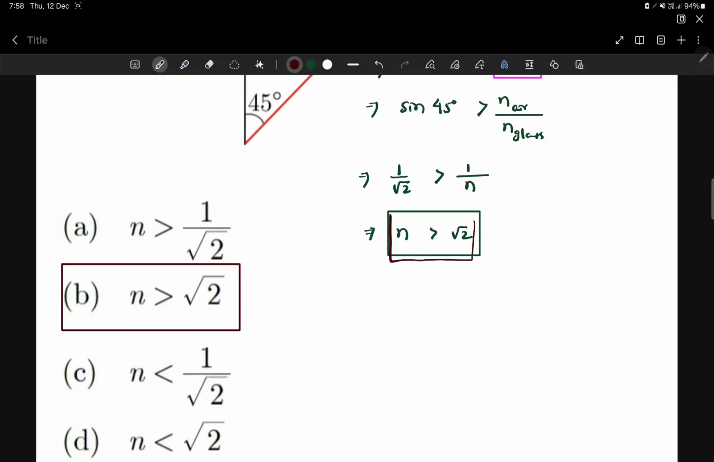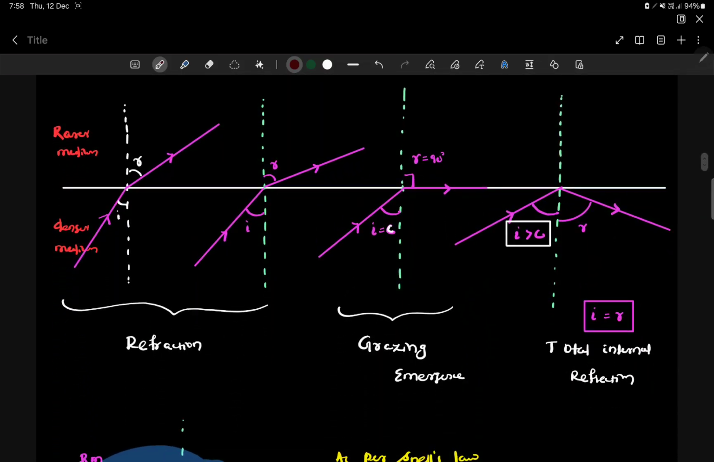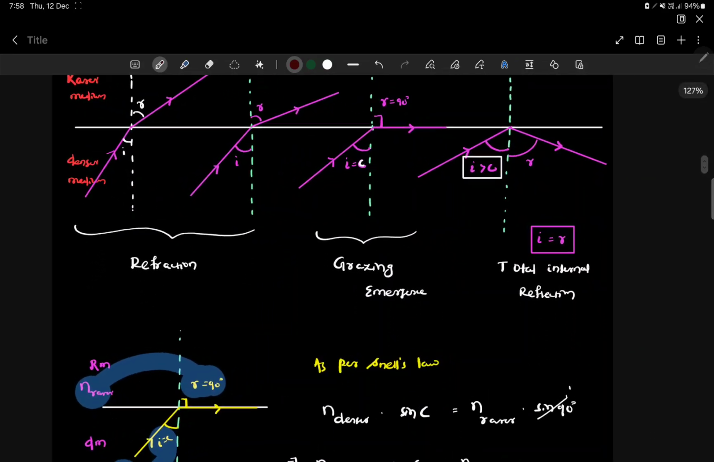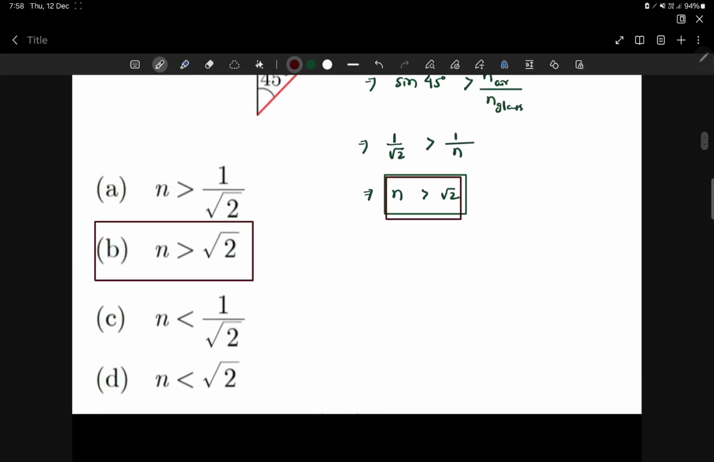You only need to know the concept behind total internal reflection. Before solving this question, listen to the theory part well: how to apply Snell's law in this question.